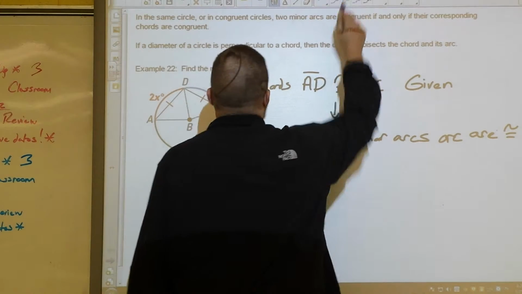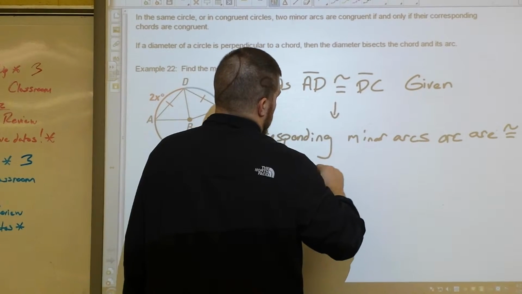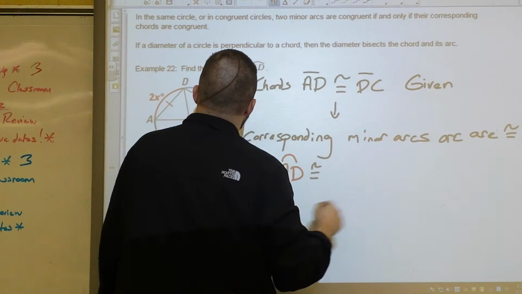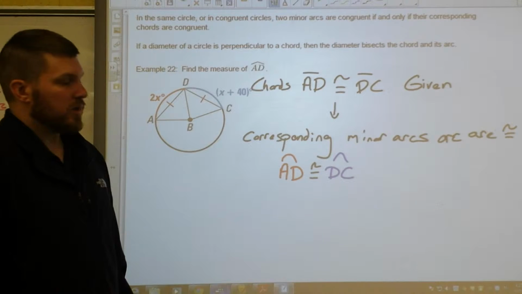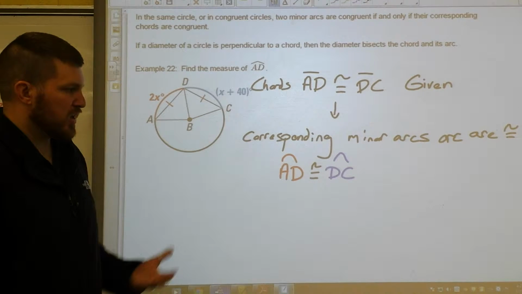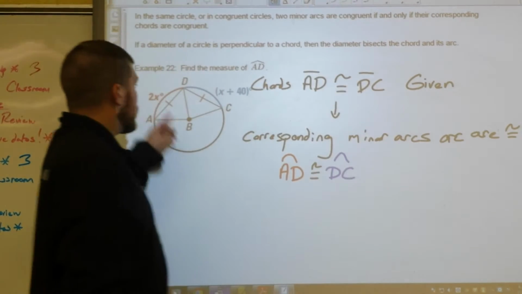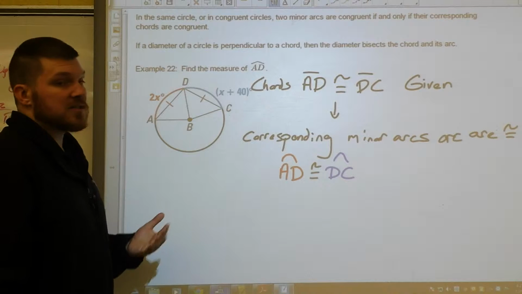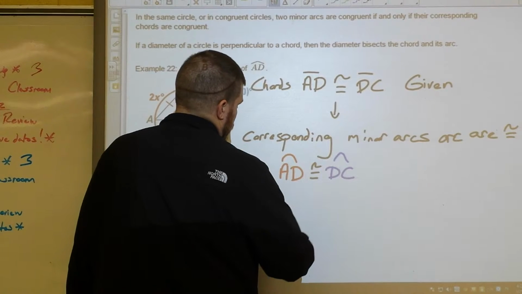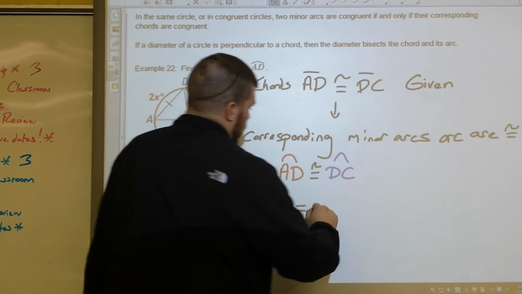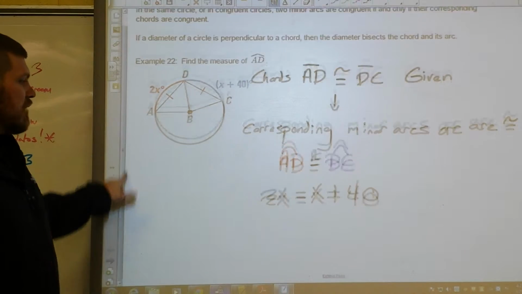So what that means is arc AD is congruent to arc DC. That's what we're saying, using math language. I'm just writing it out that way so you get a feel for it. All right, well, since these two are congruent, that means now these are essentially the same. If it's the same, then the symbol we're going to use for the same is equals. So 2x is equal to x plus 40. Pretty easy. Now we want to solve this equation.